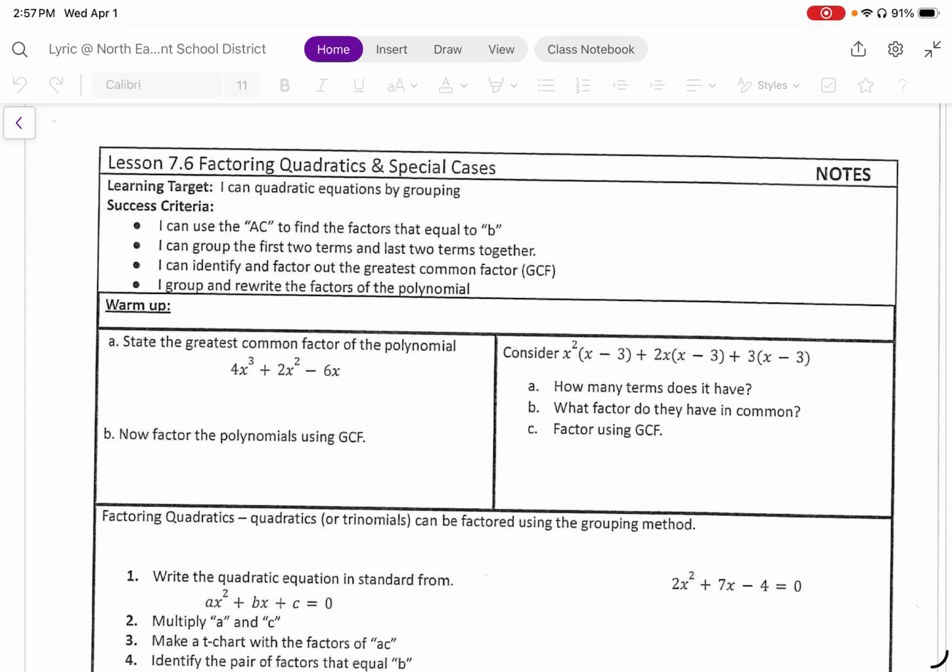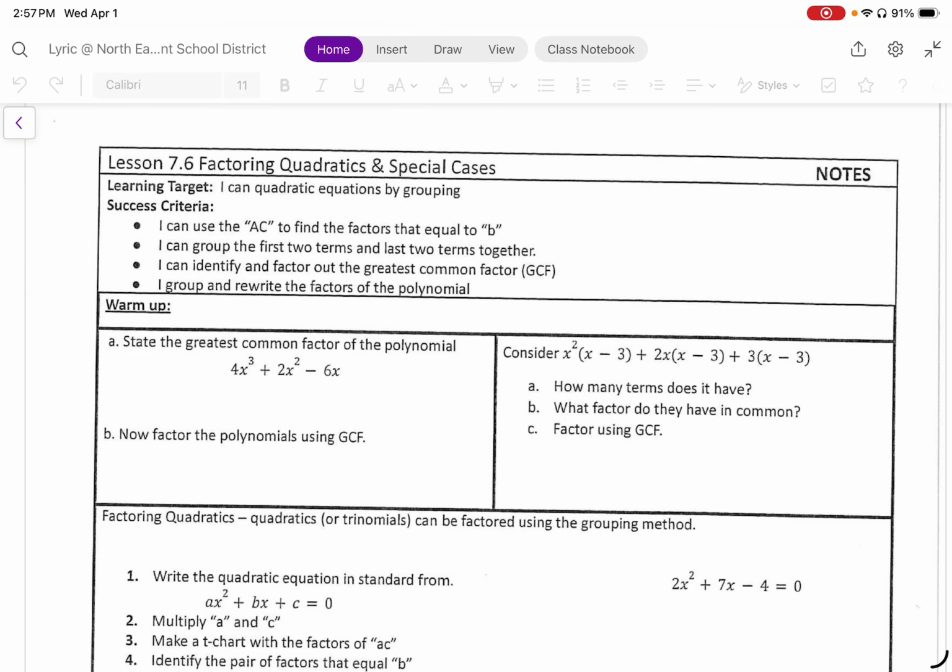Welcome to my video notes for 7.6 factoring quadratics and special cases. Now, a lot of what we're doing today is going to be a review from what we've done in the previous unit of quadratics last semester. So hopefully this isn't too hard because it should be review. Also, we did this in Algebra 1. So again, this is just something we're bringing back for the billionth time because it's not going away.